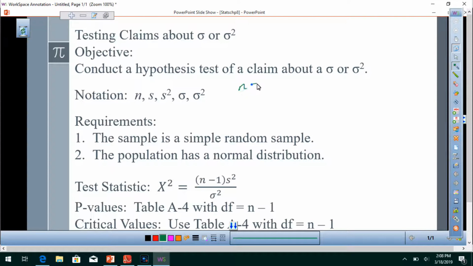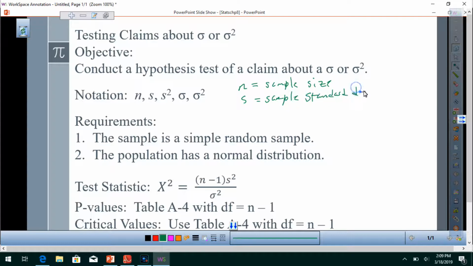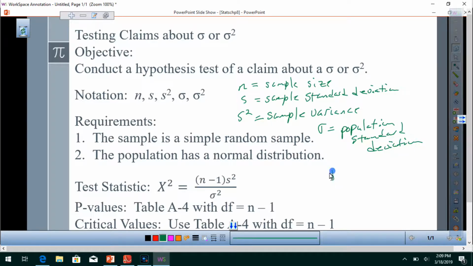So n is going to be the sample size. s is the sample standard deviation. s squared is the variance, sample variance. Sigma is the population standard deviation. And sigma squared is the population variance.